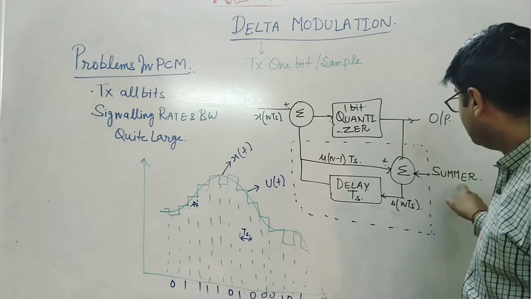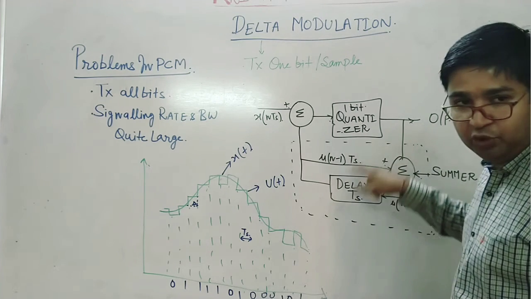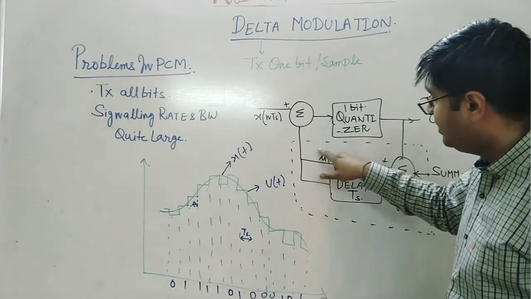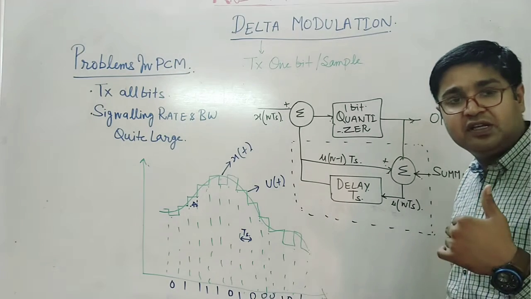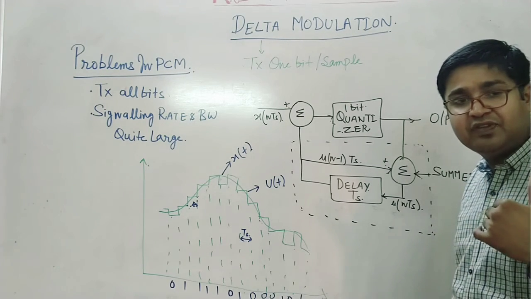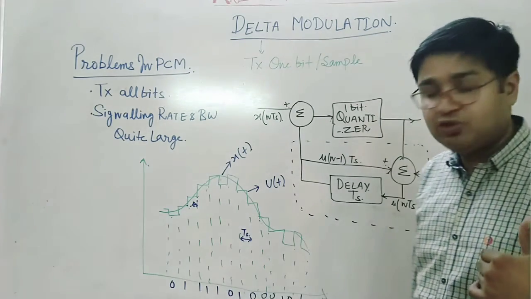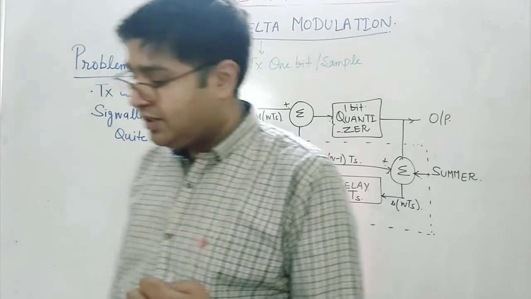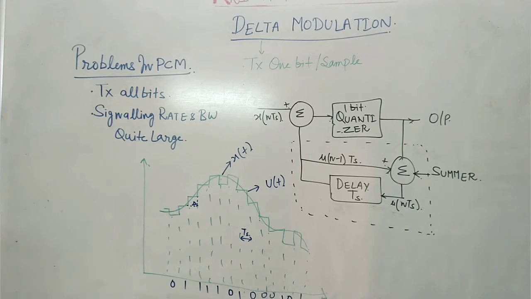Now this summer will compare both the inputs. If the current signal is higher or is increasing compared to the previous signal, then you are going to put 1, otherwise you are going to say 0. Now how are you going to write it in equation form? There must be an equation to understand this one.